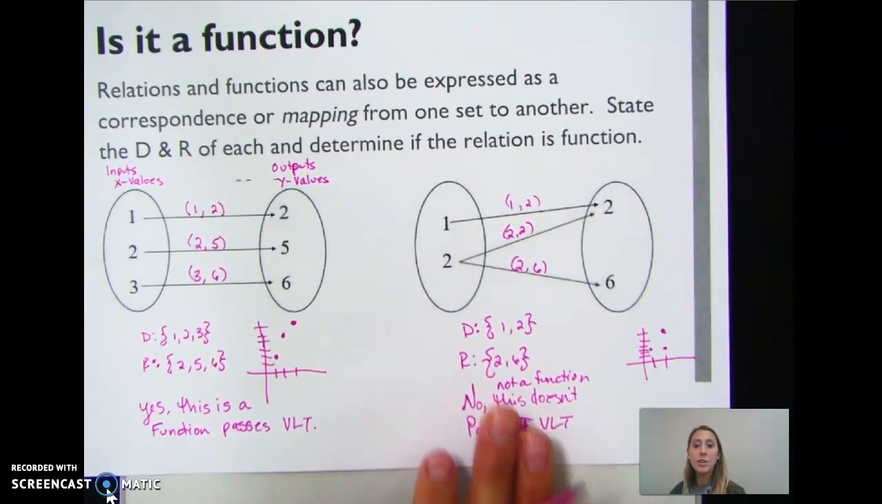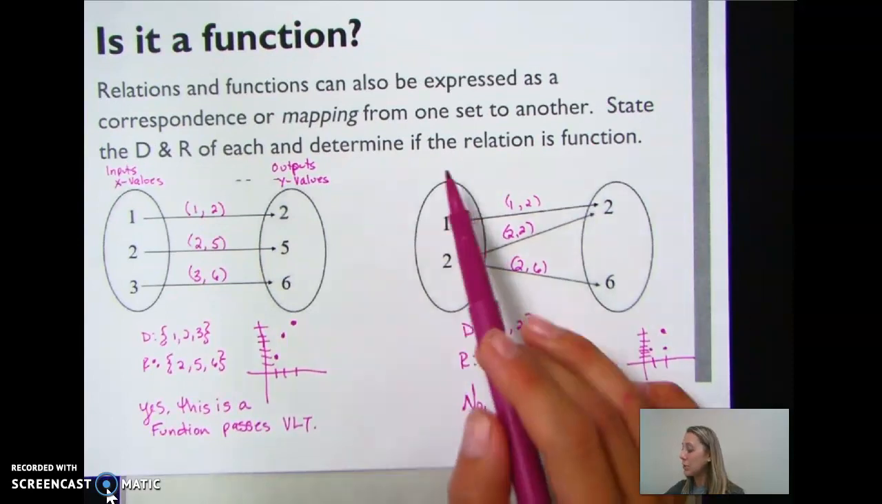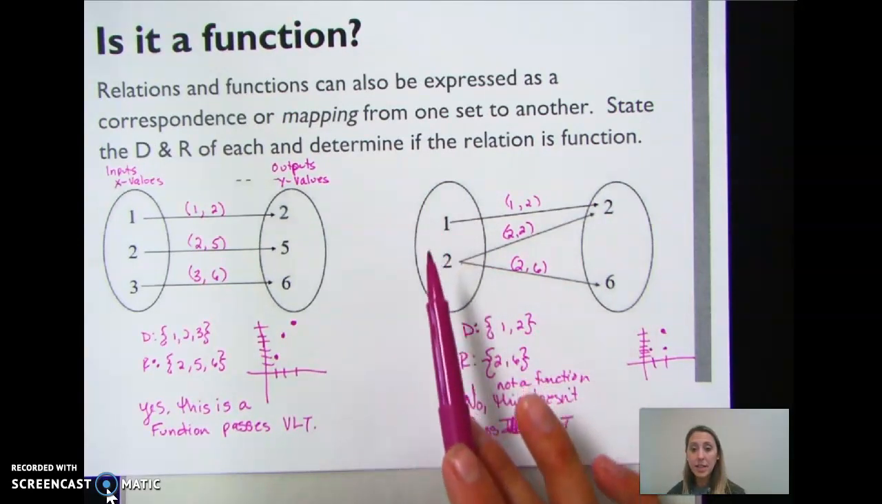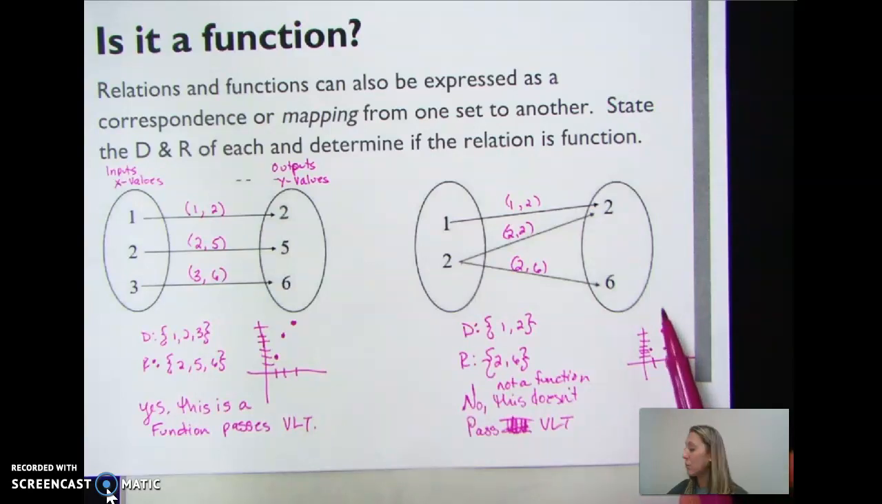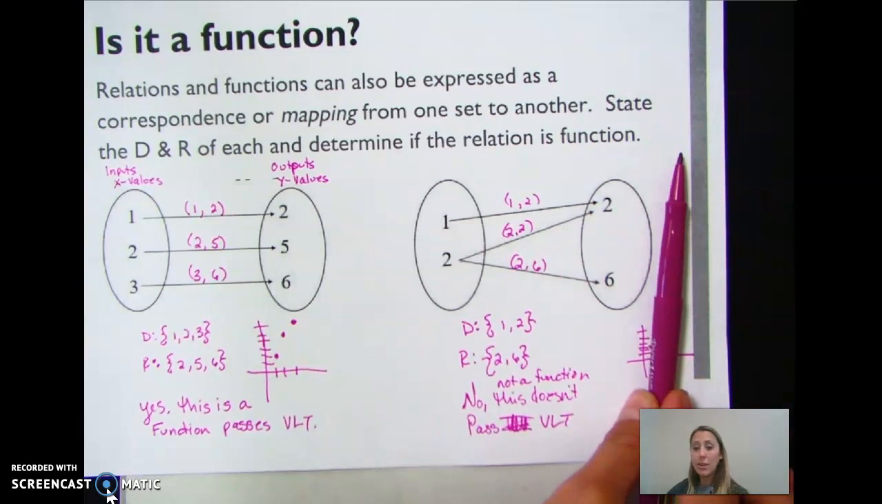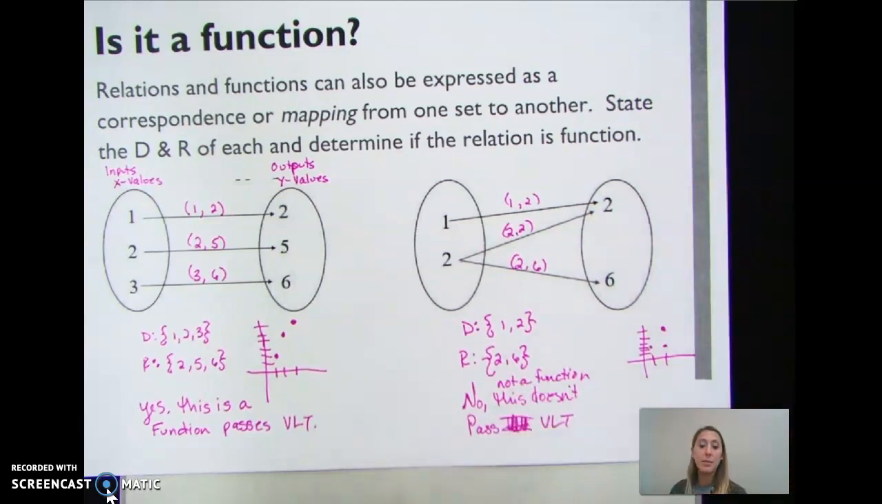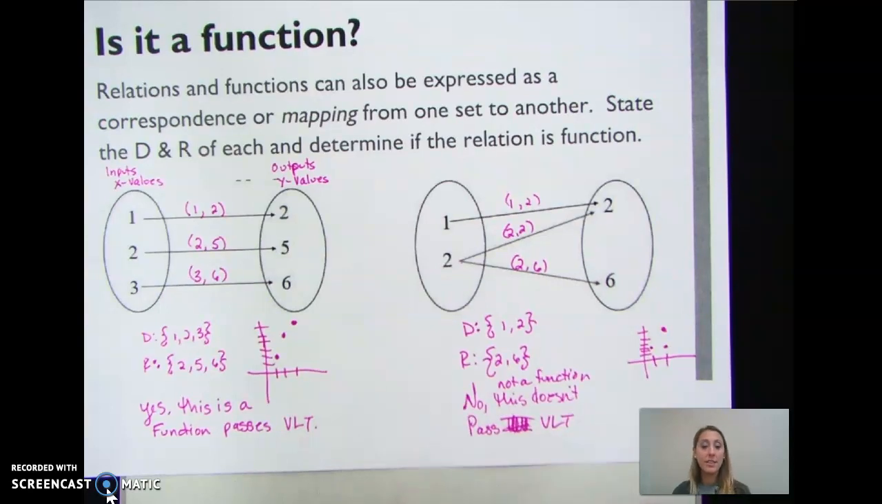Okay, so when we're looking at this one, I have my domain, which is going to be the values on my left side, are 1 and 2. My range is 2 and 6. And this is not a function because it doesn't pass the vertical line test. I went ahead and graphed it, and I have 1, 2 right here, and I have 2, 2 right here, and then I have 2, 6 right here. So right here, if I put my pencil right there, I go through 2 points at one time. It is very crucial that I put that it does not pass the vertical line test.